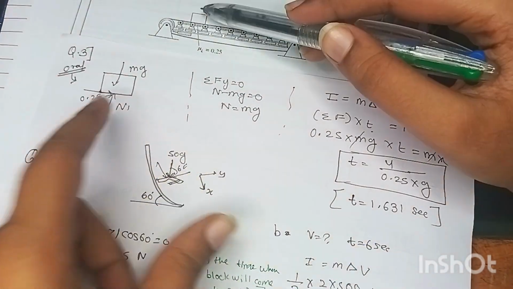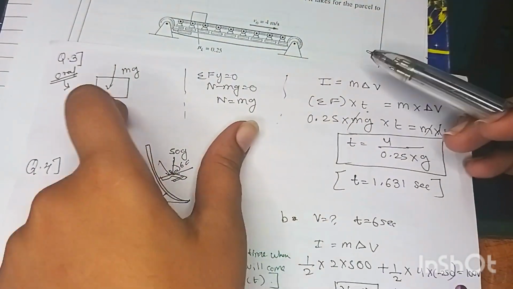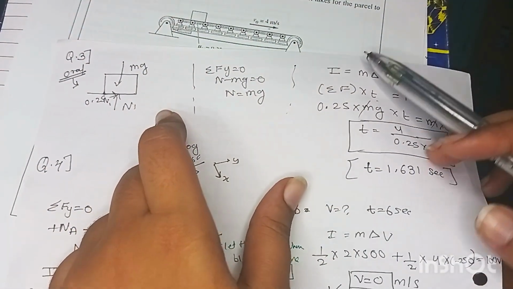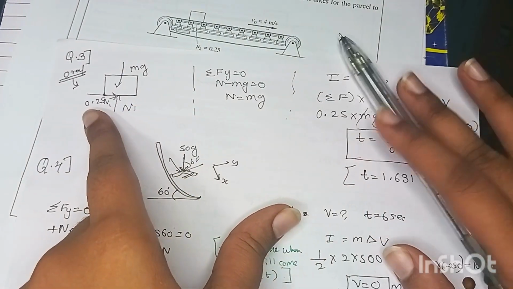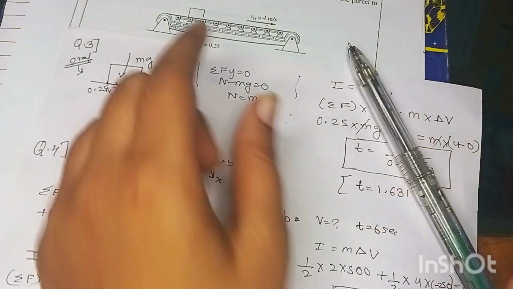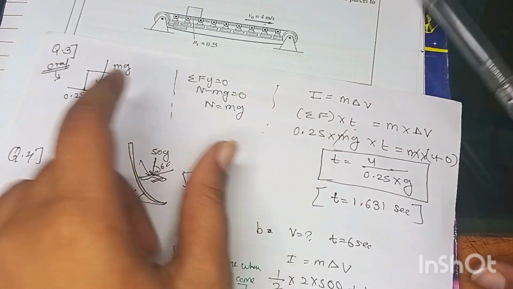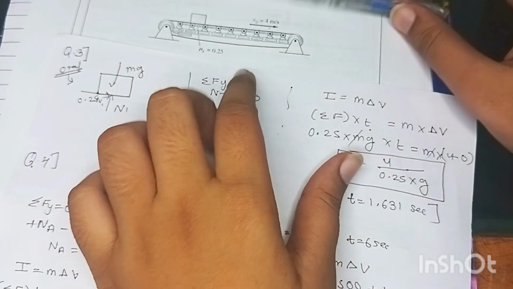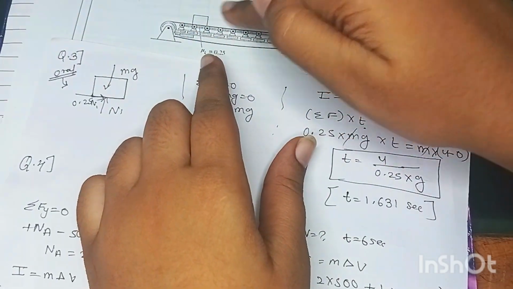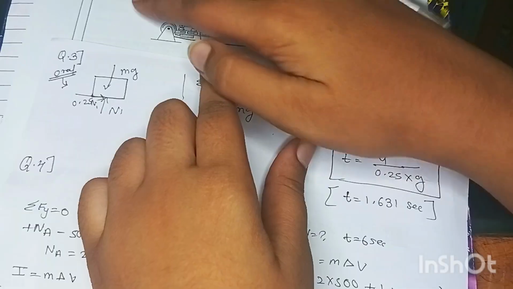So just consider the block. The normal reaction is upward, the weight is mg, since the weight is not given, you have to consider mg, and the block is moving in the right direction. But there is a concept here, which is very important, they can ask you in the oral or in your viva. If the belt is moving on the right side, the block is also moving, so why don't we take friction on the left side?